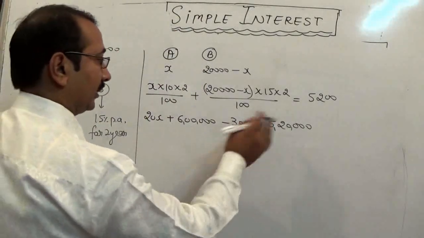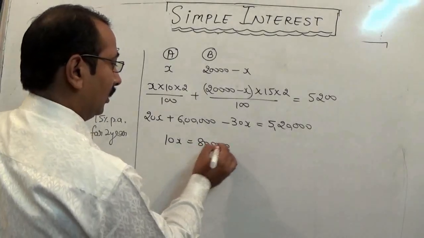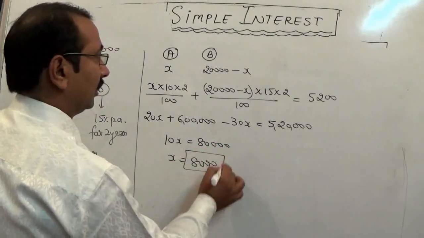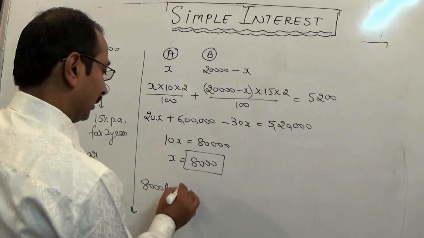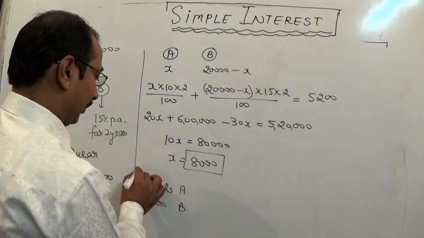Now that minus 10X goes this side, 10X, and here I get 80,000. So I can say X equal to 8,000. It simply means money given to A is equal to rupees 8,000, and money given to B is rupees 12,000. That becomes my answer.